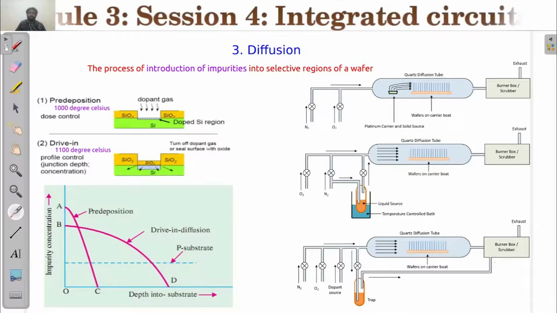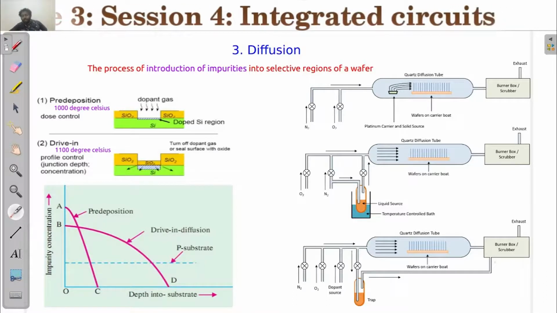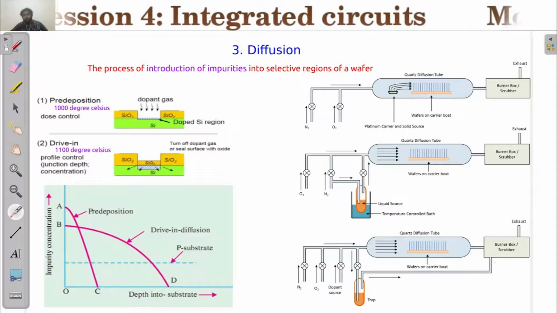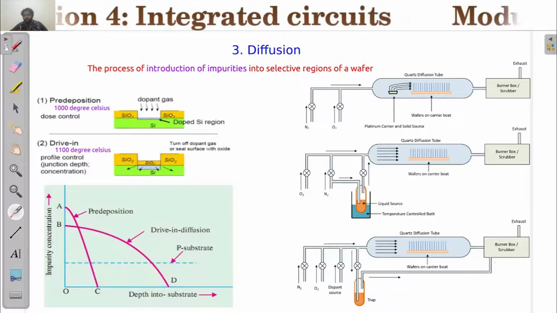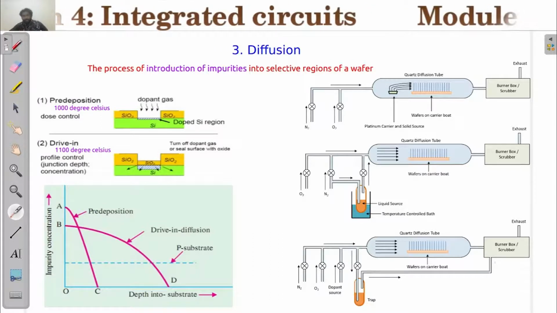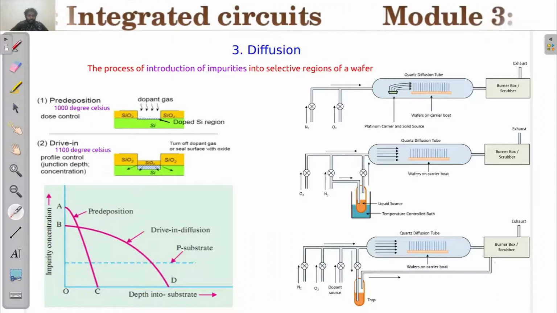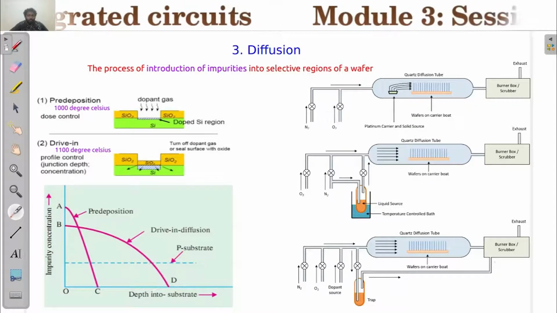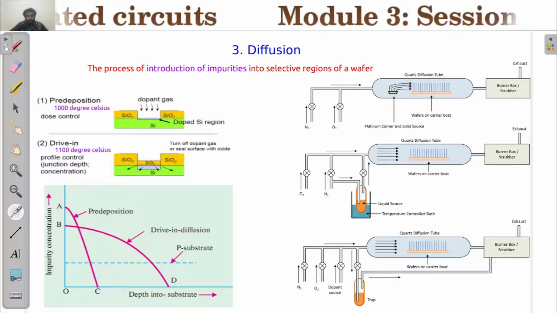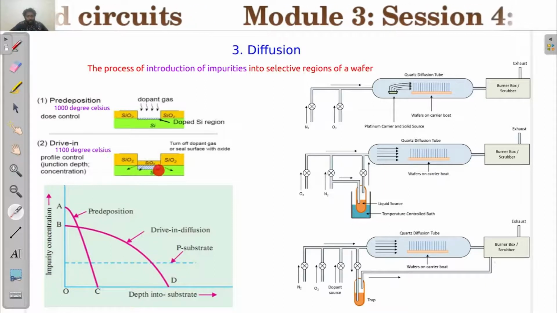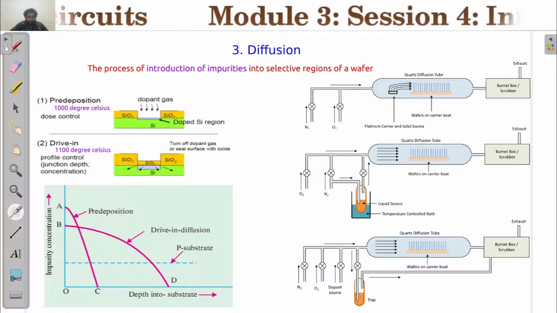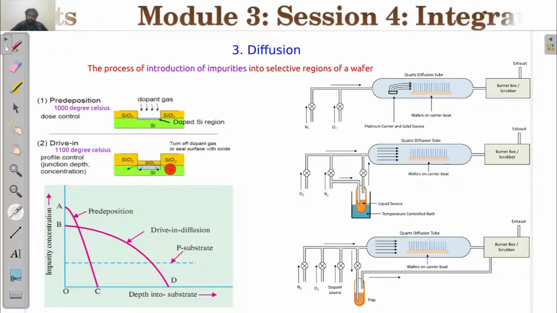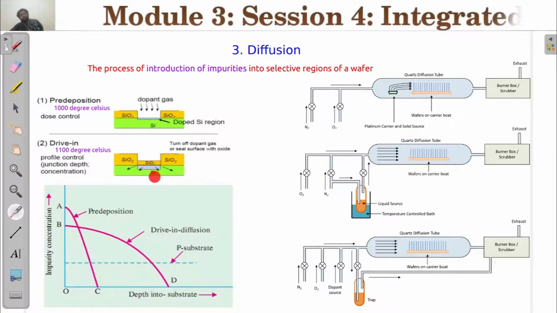And the problem with diffusion is that it's not a precise way of introducing ions, or the dopants, into the substrate. So it can form a small layer here, but after the drive-in diffusion, it will not be as given in this picture. It can diffuse into the surroundings also. So that is going to be a problem.